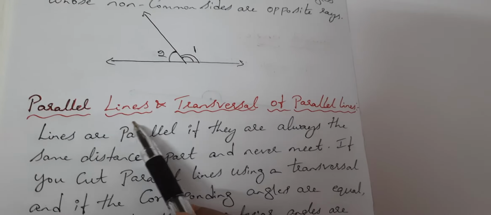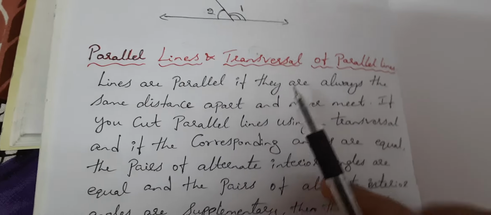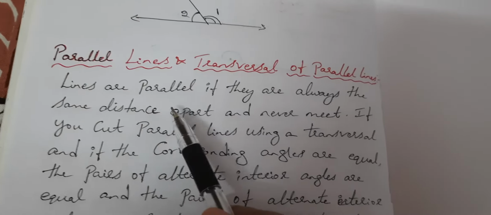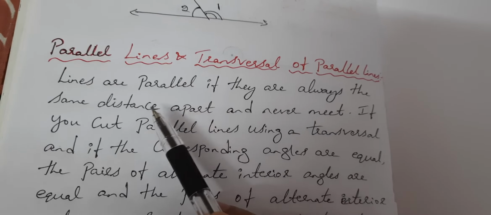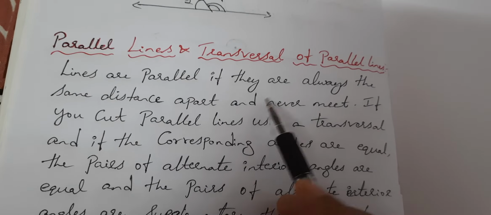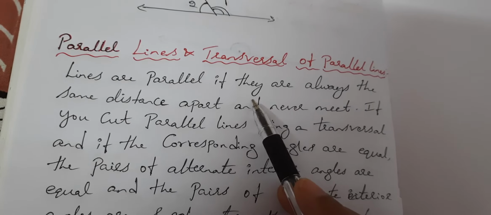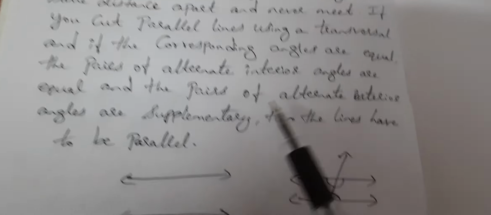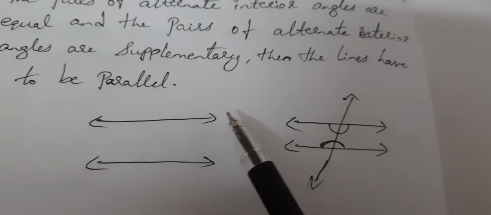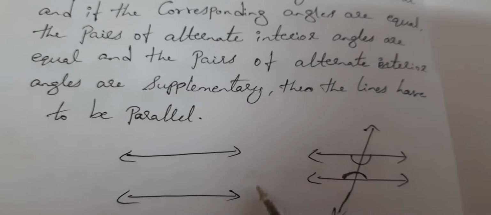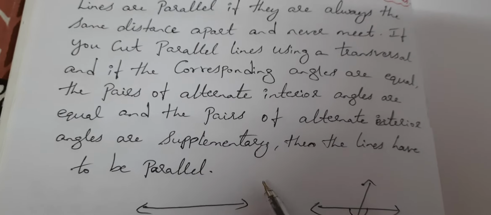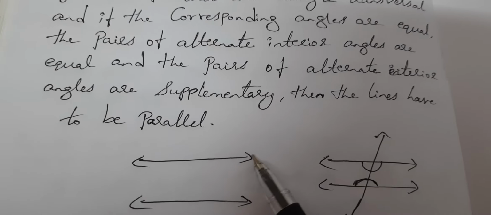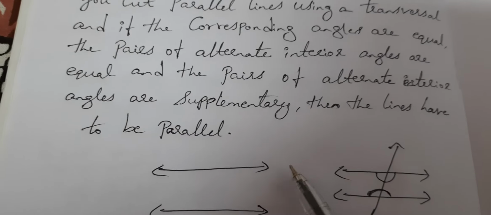Now you see parallel lines and transversal of parallel lines. First let's see what parallel lines actually are. Lines are parallel if they are always the same distance apart and never meet. Parallel lines means there is some distance between them and they will never meet. Here I have given you an example, you see. This is one parallel line and this is another parallel line. These are two different parallel lines.